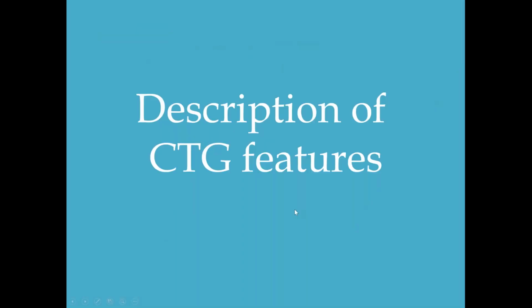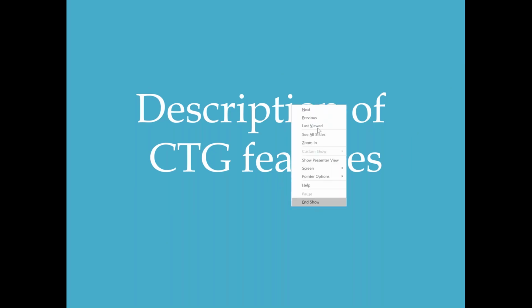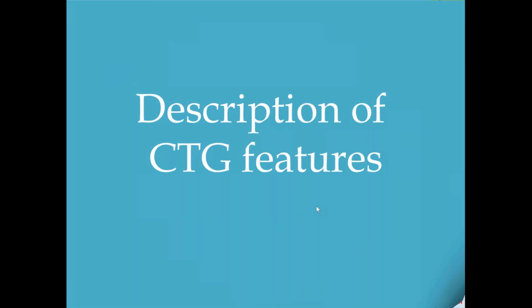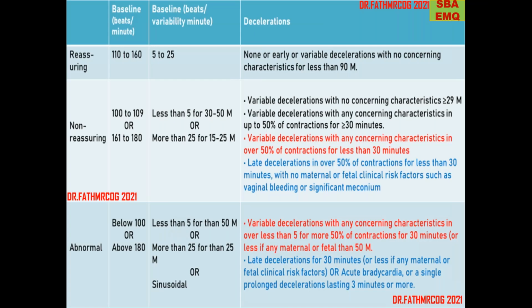So how do we describe the CTG features as reassuring or non-reassuring? This is a very important table. Before, we said for reassuring the baseline is 110 to 160, baseline variability is 5 to 25, and deceleration is none or early or variable deceleration. This is not categorized as reassuring or not reassuring.